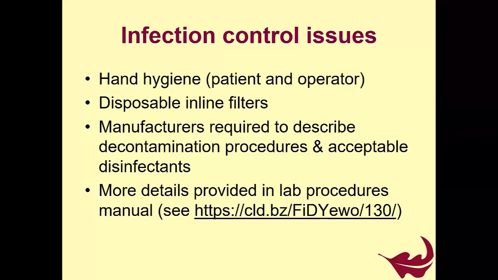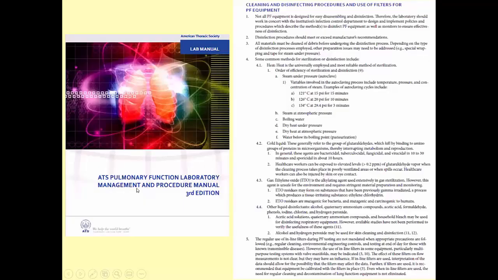And there are a lot of procedures that you can find in the lab procedures manual, the ATS Pulmonary Function Lab Management and Procedure Manual, which is a very useful document to have if you want to set up spirometry in your practice. And you can see here the procedures and equipment and filters. These are the infection control procedures described in that manual, with all the different things like heat, cold liquid, gas sterilization, and then the normal disinfection that we would typically do in the outpatient environment. So I'm not going to spend a lot of detail on that, but just so that it's there as a reference for you.